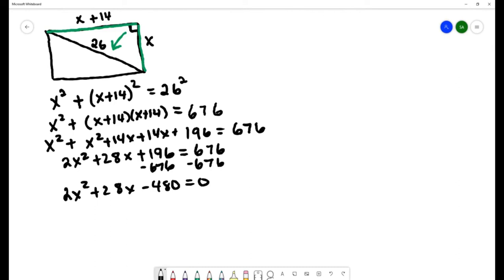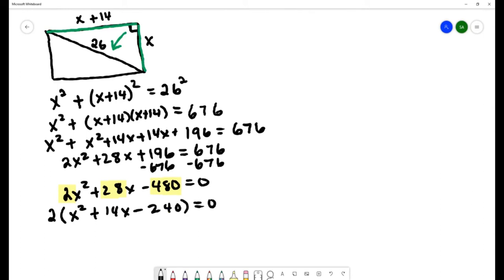With the quadratic formula, these numbers are very large, and it will make the solving a little bit messy. To help myself a little bit here, what I notice is that these numbers have a common factor. So I'm going to factor that number out first, make the numbers a little bit smaller, and it'll make our quadratic formula a little bit easier to work through. So let's factor out that 2. We have x squared plus 14x minus 240 equals 0.